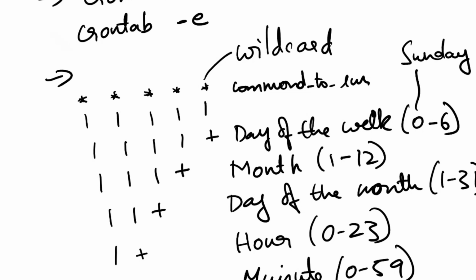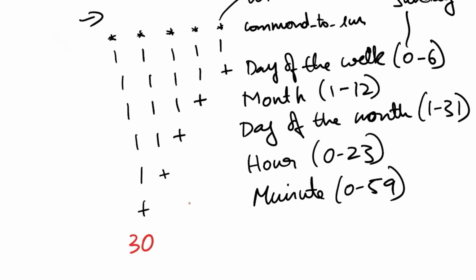You can use specific values or ranges for each field. For example, to run a script every day at 3:30 p.m., the schedule would be 30, that is the minute, and then 15, that is 3 p.m. And then because it is every day, the next 3 fields will be stars, and then you can provide your command to run.